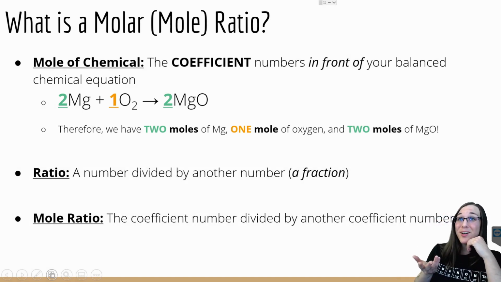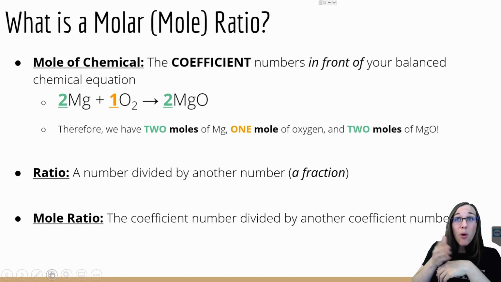And you already know that a ratio is any number divided by another number, i.e. a fraction. Therefore, a mole ratio, by definition, would have to be the coefficient number from the balanced equation divided by another coefficient number in the balanced equation.